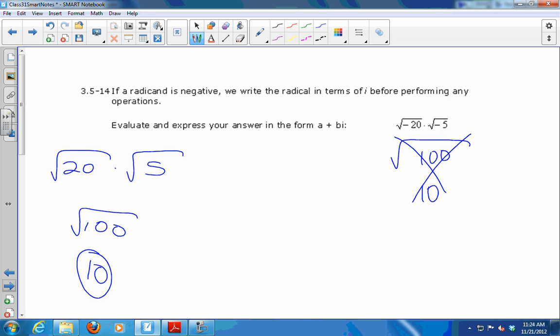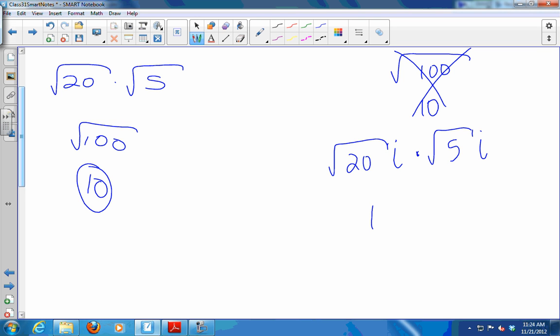Okay, so this is one small difference between working with complex numbers and regular numbers. The square root of negative 20 is the square root of positive 20 times i. And the square root of negative 5 is the square root of positive 5 times i. Square root of 20 times the square root of 5 is 10. We did that over here. And i times i is i squared. And what is i squared? Negative 1. So this comes out to negative 10.